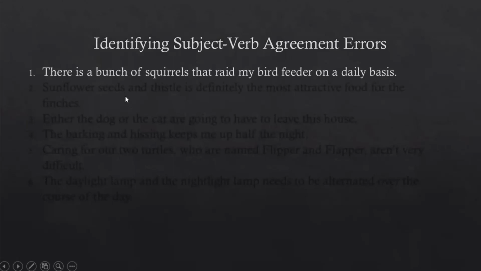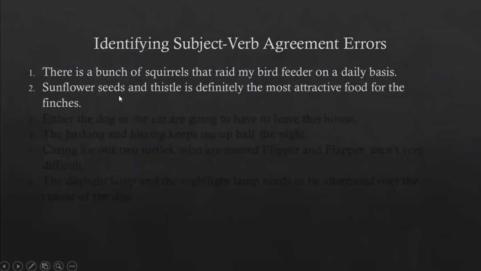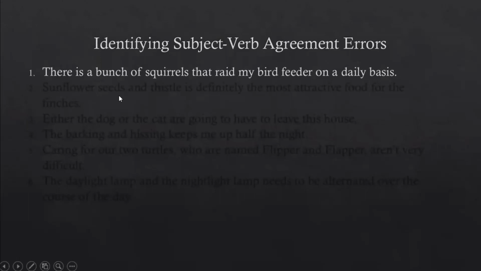Okay, now, here's what you have to look at. Is bunch singular or plural? If you said it's a single bunch, then you're right, it's singular. To make that plural, we would make it bunches, right? There are bunches of squirrels. And you see what I just did? If it was bunches of squirrels, you would have to change the verb is to are. It would have to be there are bunches of squirrels that raid my bird feeder, okay? But because it's there is a bunch of squirrels that raid my bird feeder, then it's actually correct. There is a bunch, singular, singular.